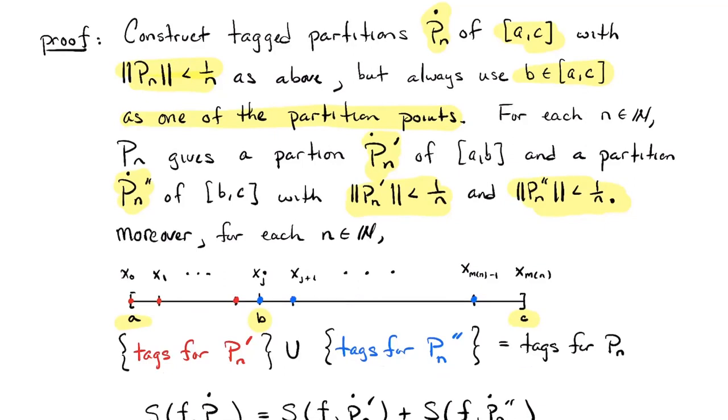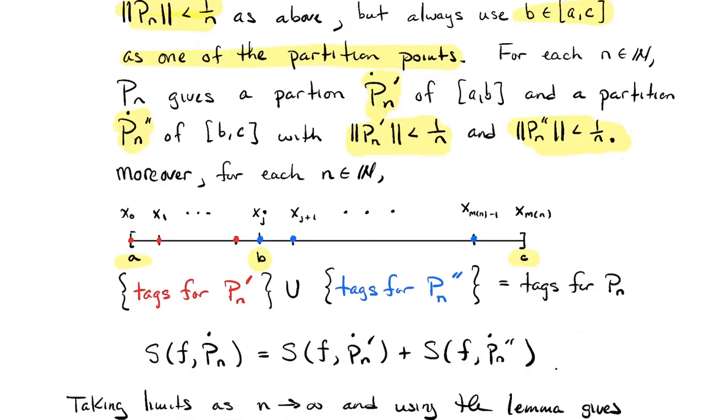endpoint tags for Pn. All right, so if you believe that, then you believe that the Riemann sum for that partition Pn can be split into two sums, the Riemann sum over the red tagged partition for Pn prime, plus the Riemann sum for the blue tagged partition, Pn double prime. Right, you just split the sum.